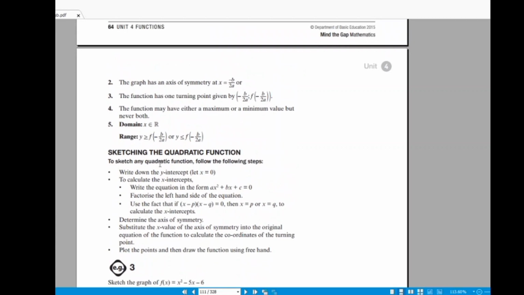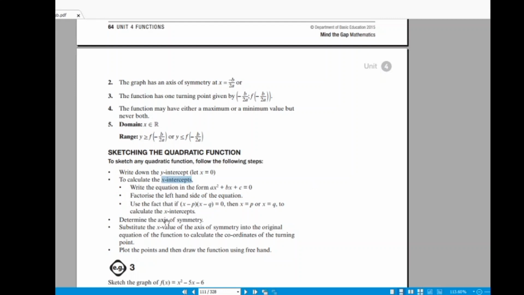When you sketch the quadratic function, these are the steps to follow. You need to write down the y-intercept by letting x equal 0. You need to calculate the x-intercepts by letting y equal 0 and solving for x.